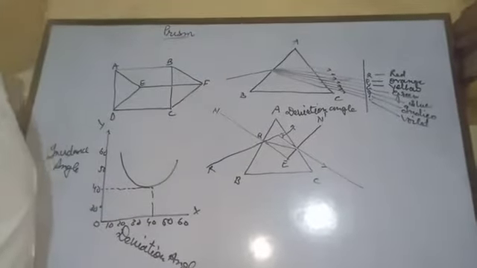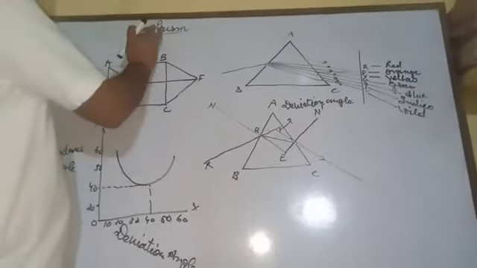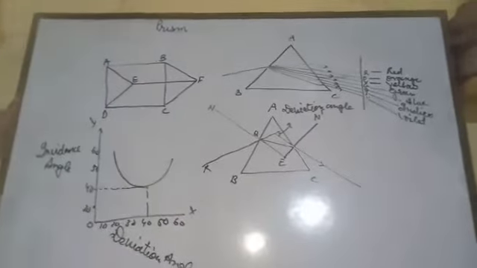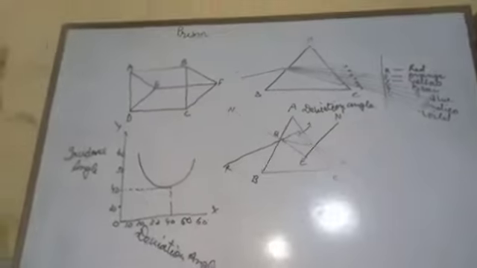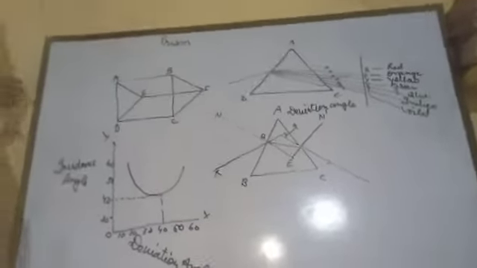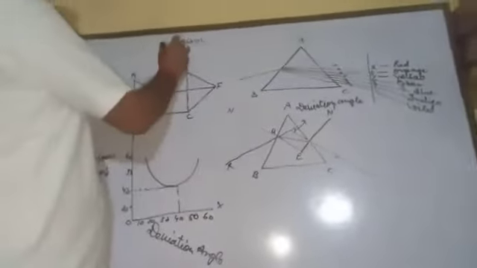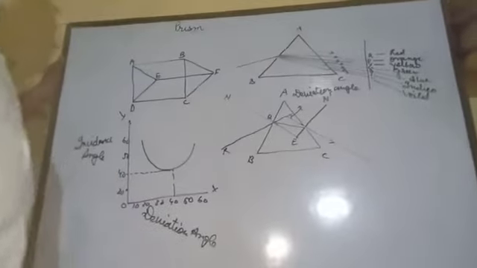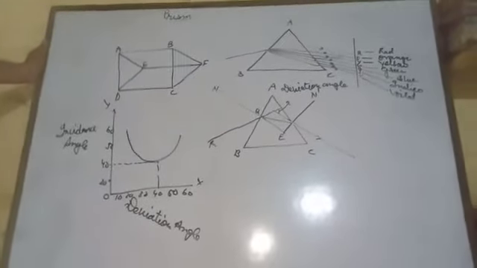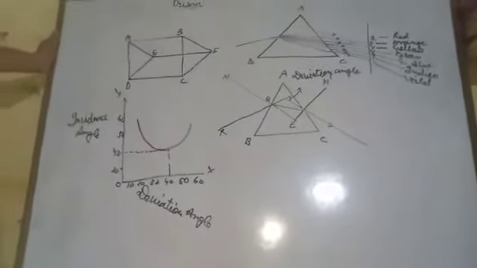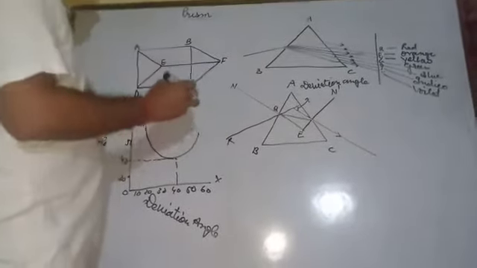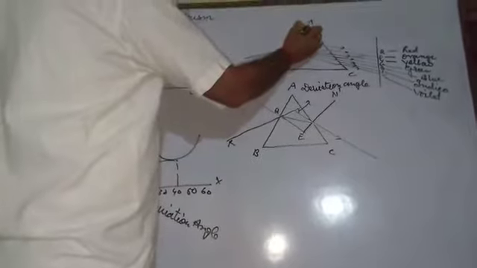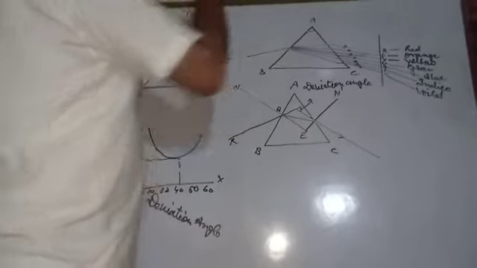Today we will study about prism. What is prism? Prism is a homogeneous and transparent medium in which two reflecting surfaces are inclined with an angle.